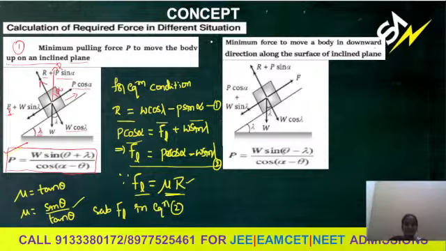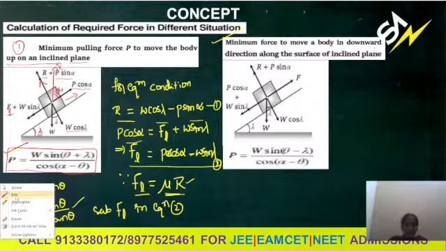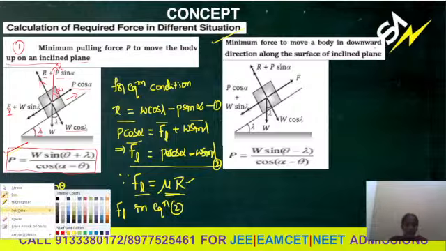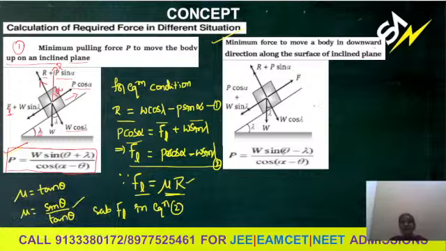Next situation, minimum force to move a body in the downward direction along the surface of the inclined plane. The first situation was to move the body up an inclined plane. This situation is the downward direction along the surface of the inclined plane. So here also the free body diagram plays such an important role in the laws of motion chapter to find the required force in different situations.